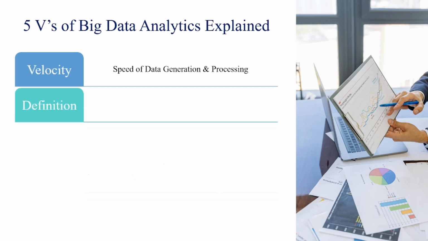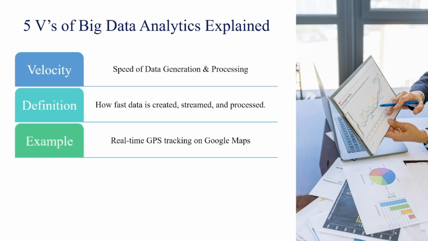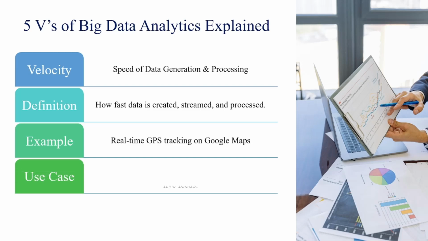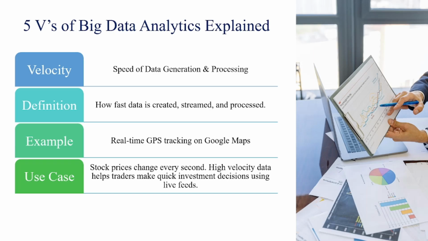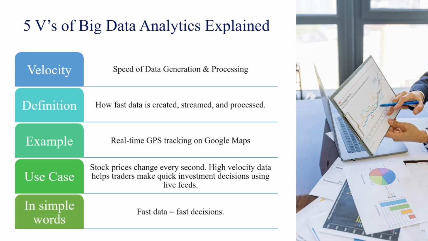Second is velocity. It can be understood as how fast data is created, streamed, and processed. For example, real-time GPS tracking on Google Maps. Stock prices change every second. High-velocity data helps traders make quick investment decisions using live feeds. Fast data can help businesses to take fast decisions.